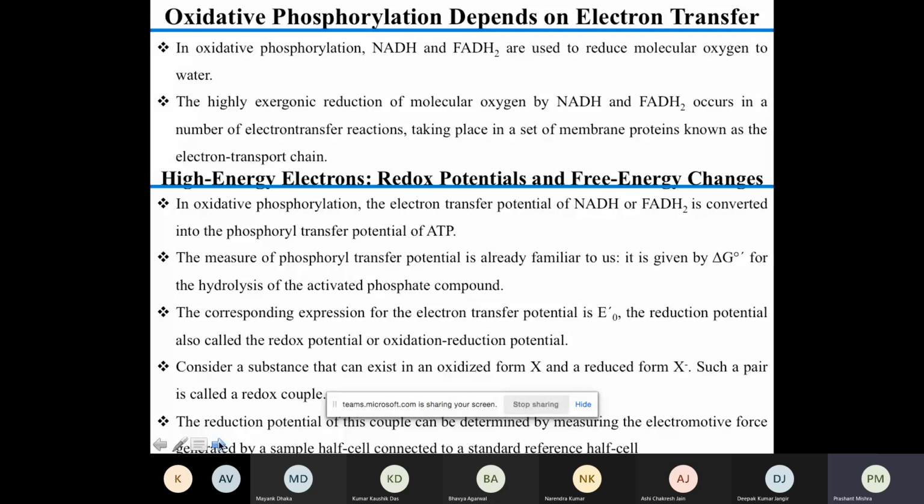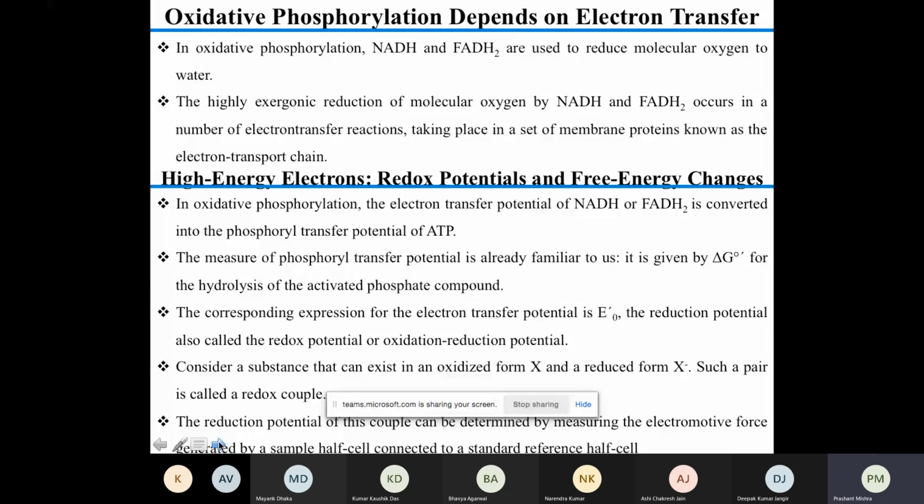And a similar kind of mechanism happens. Delta G0 prime, we say, is for the hydrolysis of an activated phosphate compound, and that's the way you give the phosphoryl group transfer potential. The corresponding expression also exists for electron transfer potential. In fact, you might have learned this in your electrochemistry in class 12th and in subsequent classes, where the electron transfer potential is given by E0 prime and is known as the reduction potential. It can also be called the redox potential or oxidation-reduction potential.